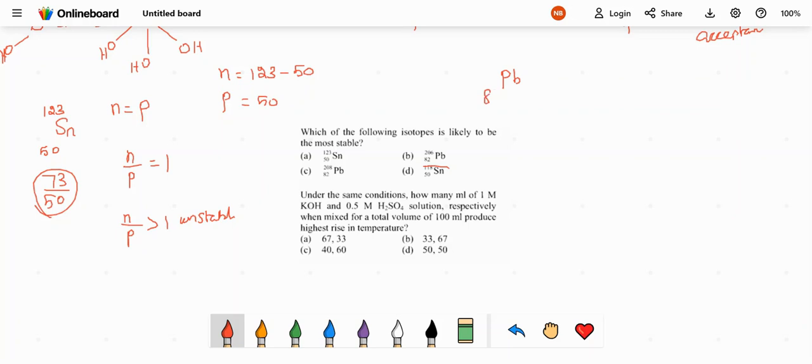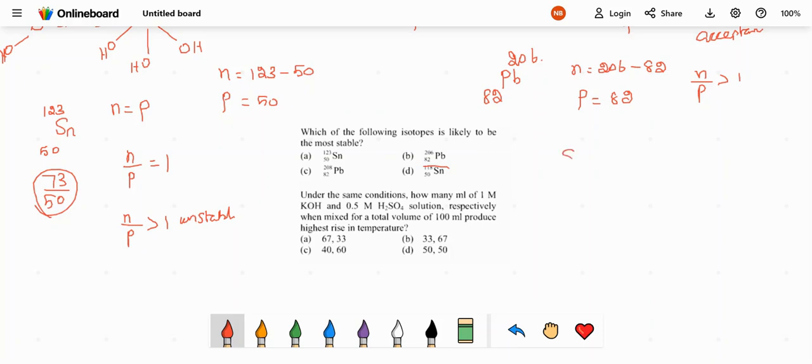And then here, lead. Lead has atomic mass 206, right? So the number of neutrons will be 206 minus 82, and the protons will be 82. So that is 124. I think it is also going to give a ratio greater than 1, right? And then I'm going to check for the next one. I think it will also be like that, because the number of neutrons is very high, right?